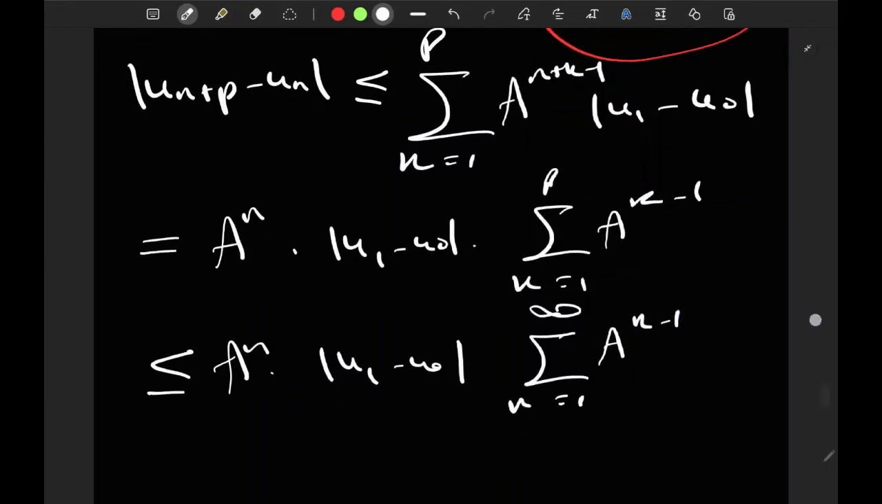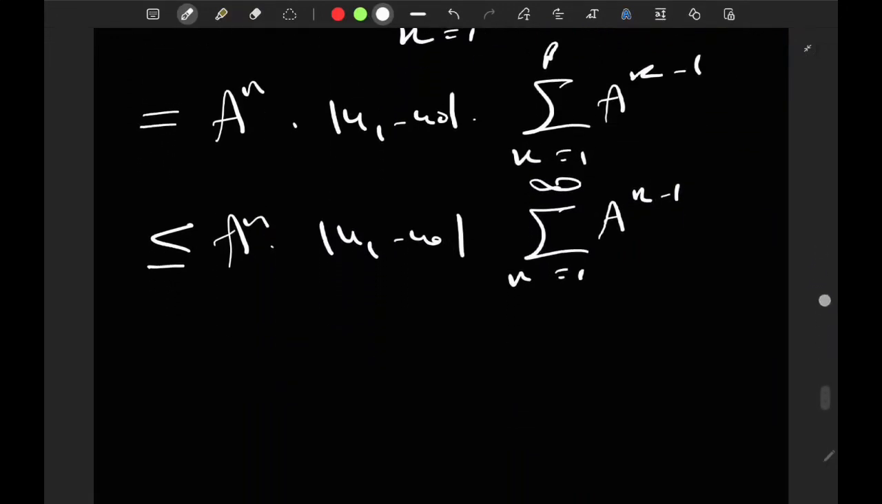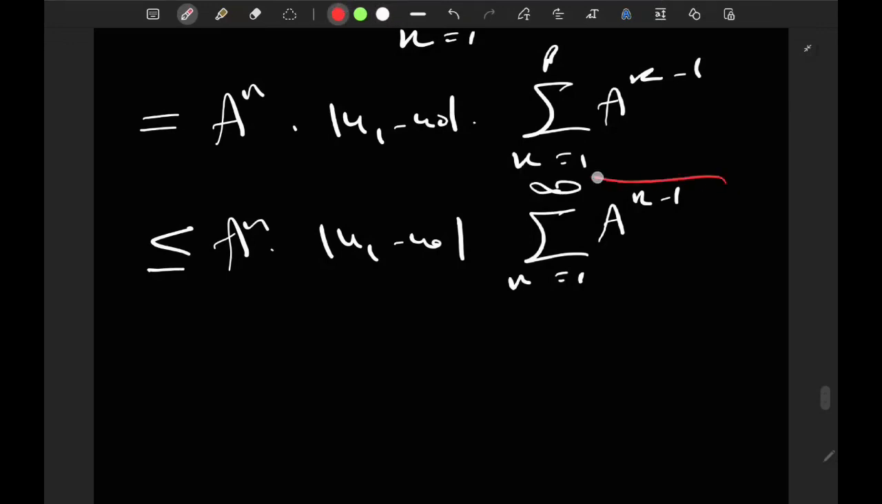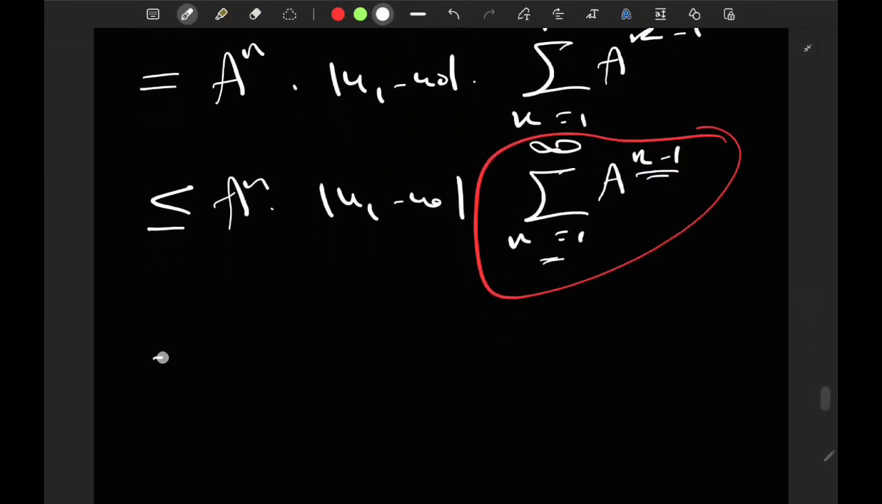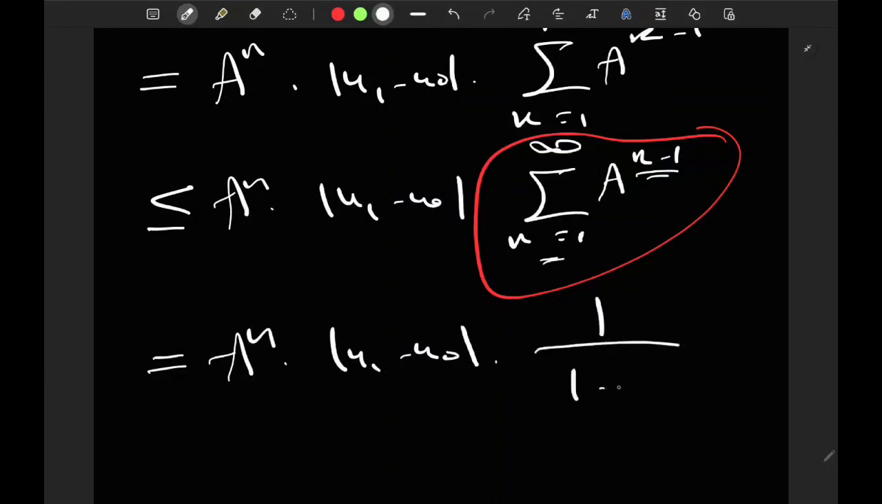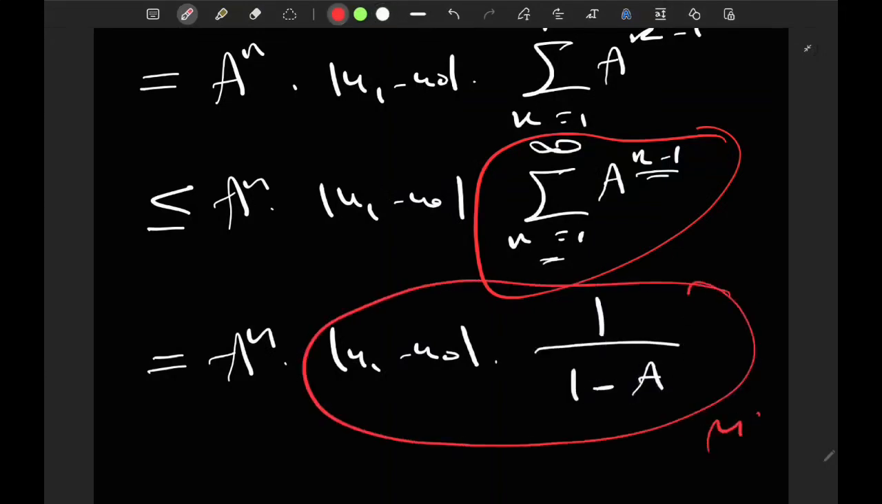Or if you want, just take p to infinity on both sides. We don't need that though. Okay, and this is a geometric series, right? Starting with k equal, if you want, 0, because this is starting with 1 and this is k minus 1. And this sums to what? The absolute value of u1 minus u0 times 1 over 1 minus a, right? And this whole thing here is a constant, some constant M.